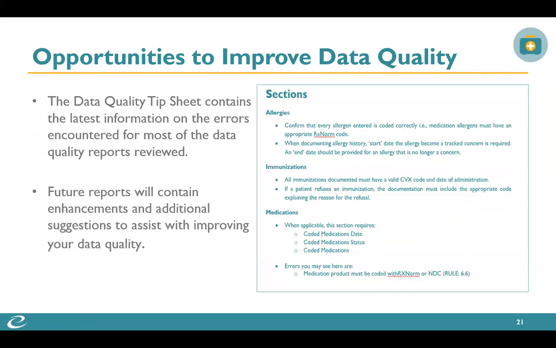On this next slide, it's just a quick summary of the data quality tip sheet that we mailed to you along with your data quality report. Basically, the tip sheet contains the latest information on the errors that were encountered for most of the data quality reports that we reviewed internally before we sent them out to you folks. As part of our continuous improvement process, we're looking to enhance future reports to contain additional information and suggestions on how you can improve the completeness and the accuracy of the data that you send to us.